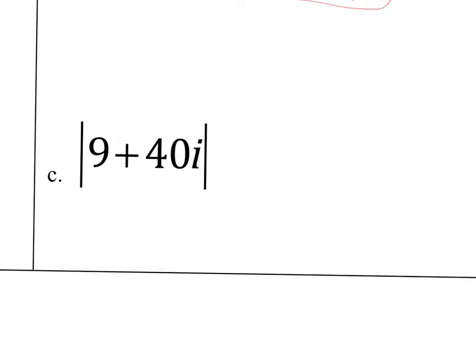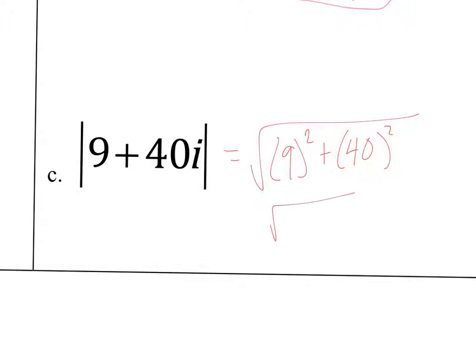Finally, we've got an absolute value of complex number. We defined this as the Pythagorean theorem. So we've got to find 9 squared plus 40 squared. And that's going to turn out to be 81 plus 1600. Is that 60? Yeah, 1600. 1681, which, if I'm not mistaken, should come out to be 41.